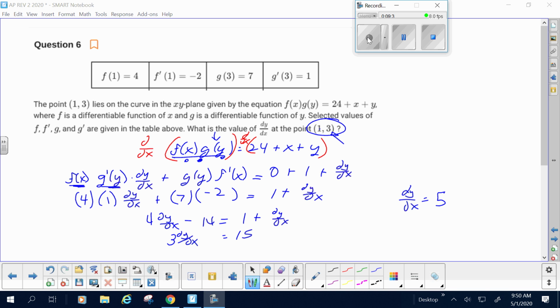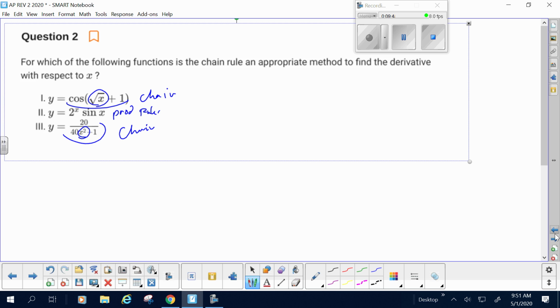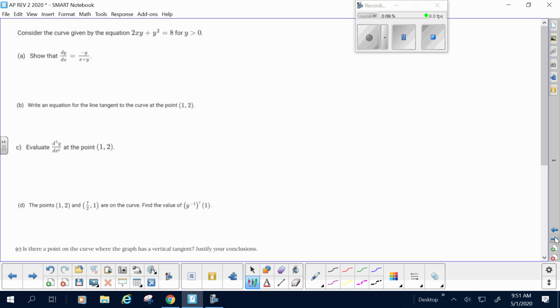At any rate, I made a mistake somewhere. Okay, so do we agree? I thought f(1) is 4. I'm not sure what I did wrong there. All right, at any rate, dy/dx is 5. I apologize. All righty, then here we go.